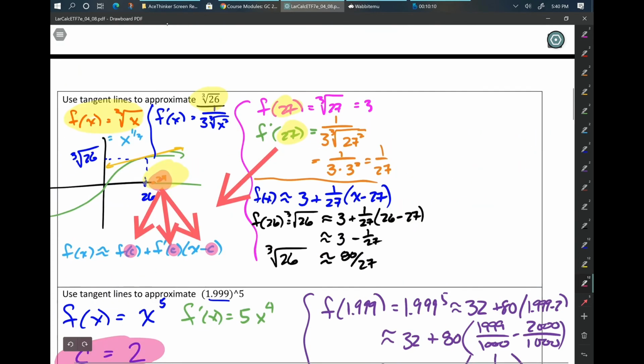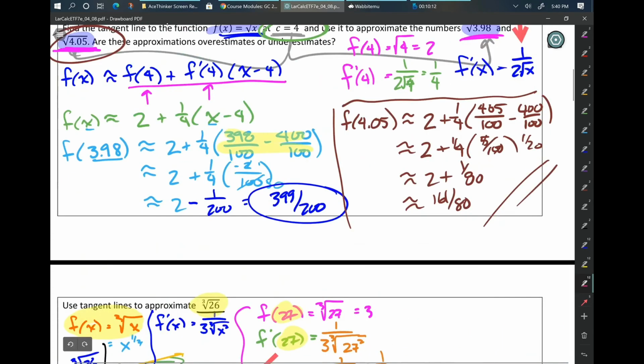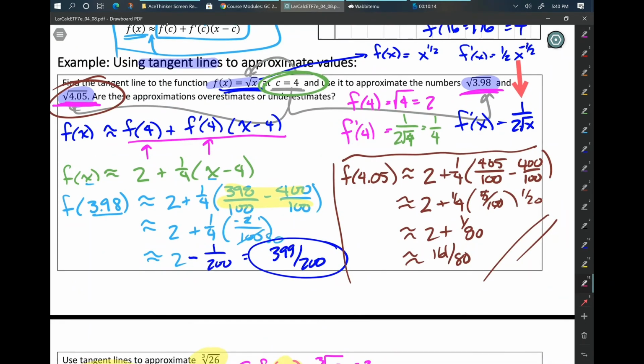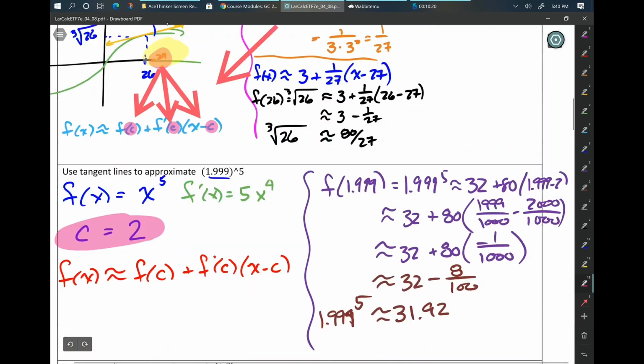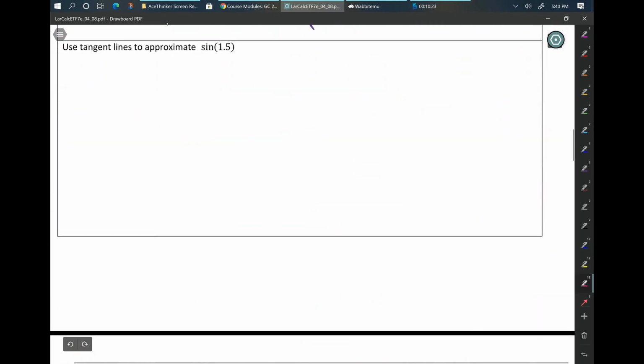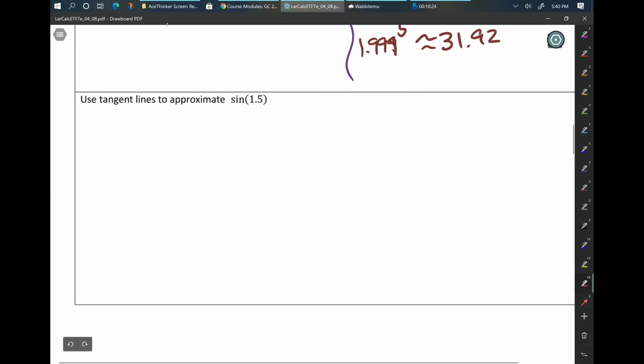Big picture, 1.999, the 26 cube root 27, 3.98 and 4.05. We should be able to see that 4 is the number that's close to it that works well. But what if things get a little bit more challenging? What if we have something like this?